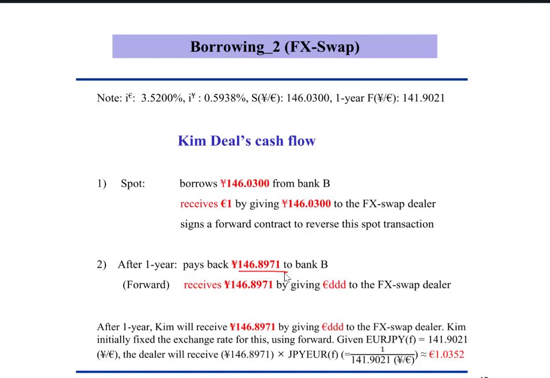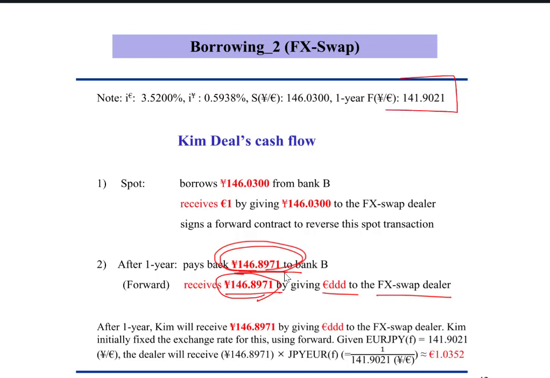Now remember, Kim Deal is going to receive this yen amount from the FX swap dealer by giving a certain amount of euro. Now why is Kim Deal going to get this amount? Because it's natural to think like that, because Kim Deal is going to pay back this amount to Bank B. So in the fourth contract, it's natural to get the same amount from the FX swap dealer, then Kim Deal is going to just pay this one back to Bank B. Now what should be the euro amount Kim Deal needs to give to the FX swap dealer?